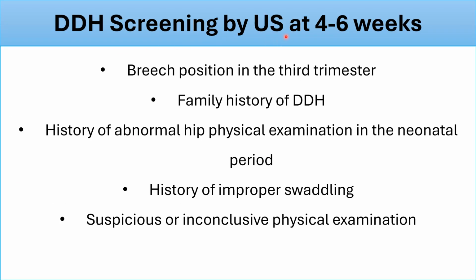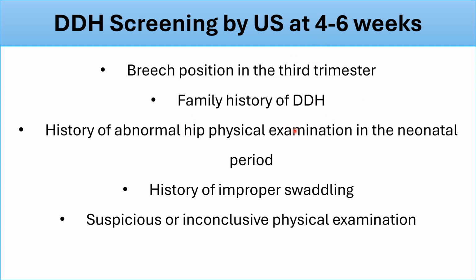DDH screening by ultrasound at 4 to 6 weeks. If you have a breech position in the 3rd trimester, this is a risk factor, but the exam is normal. In this case, order a pelvis ultrasound at 4 weeks of age. Ordering earlier than that, like after birth, is a risk of a false positive result. So it is important to wait 4 weeks, then you order the ultrasound.